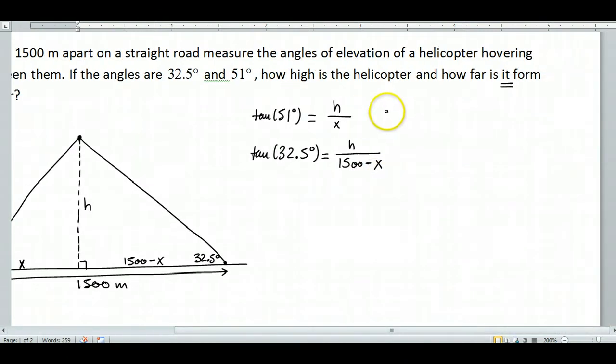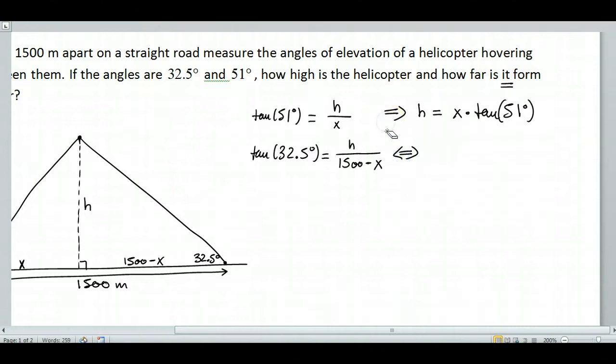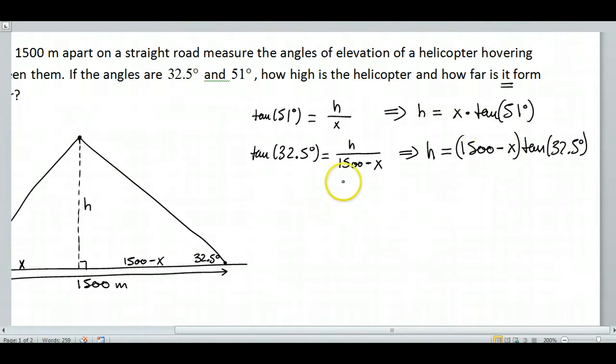I'm going to solve both equations for h. So here I have h equals x times tan of 51. And here, h equals 1500 minus x times tan of 32.5. Multiplying by a variable expression, it's more of an if-then than an if and only if, but it doesn't matter.